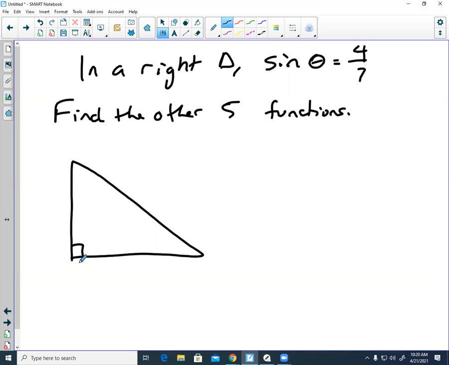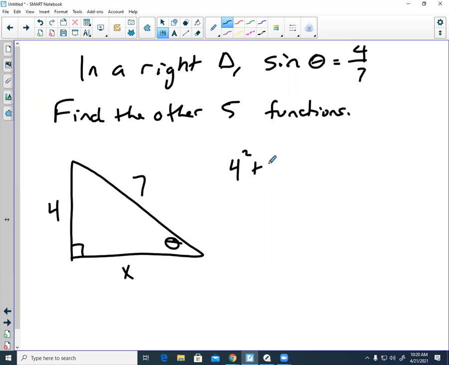So it doesn't matter if you choose the top angle to be your angle or if you choose the bottom angle to be your angle. I always choose the bottom one just because that's what I always do. But you choose what makes sense to you. Okay. So this angle right here, that means that this is my opposite and this is my hypotenuse. So if I have sine of 4/7, that means that one side is my opposite, the other is my hypotenuse. So now if I'm wanting to find this side right here, I'm going to do the Pythagorean theorem.